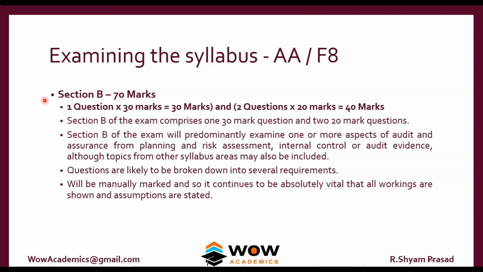So what about section B here? Section B is 70 marks, and this is the pattern they have given: 1 question of 30 marks and 2 questions of 20 marks, which put together is 70 marks. Section B of the exam will predominantly examine one or more aspects of audit and assurance, from planning and risk assessment, internal control, and audit evidence, although topics from other syllabus areas may also be included.